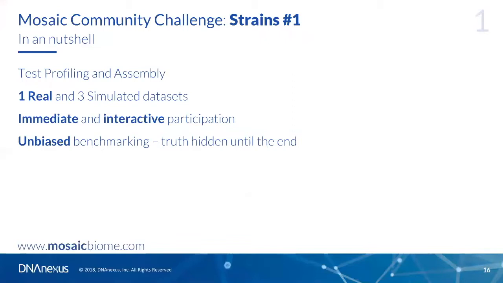What we provided to the participants is 4 data sets, 1 real and 3 simulated. And again, one of the strengths of this challenge on Mosaic is that we provide real biological data sets where the truth is known in order to evaluate the performance of different tools. Again, another strength for our platform is that your participation is immediate. You get feedback immediately, and also we provide interactive visualizations to navigate the results.